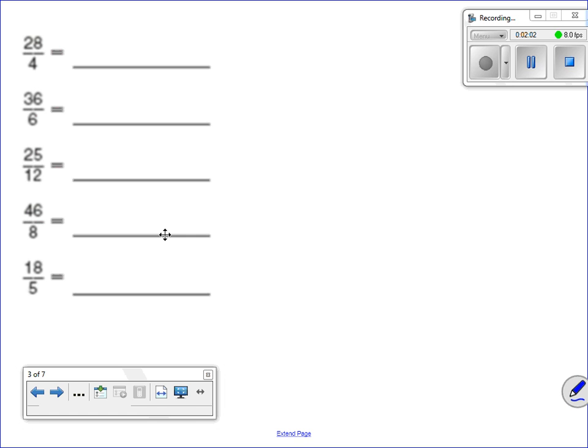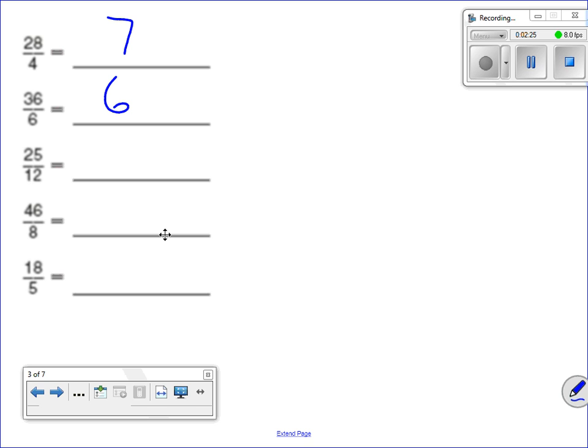How many times can 4 go into 28? 4 goes into 28 exactly 7 times. So my answer, kids, is 7. There's nothing left over because 4 times 7 is 28. Let's take a look here. How many times can 6 go into 36? Once again, 6 can go into 36 evenly. So the answer is 6.